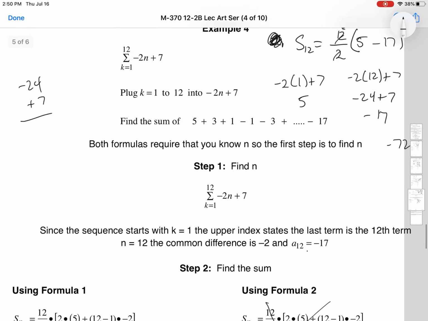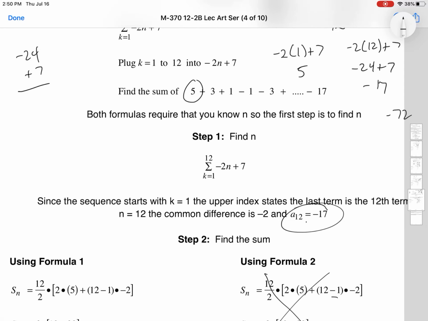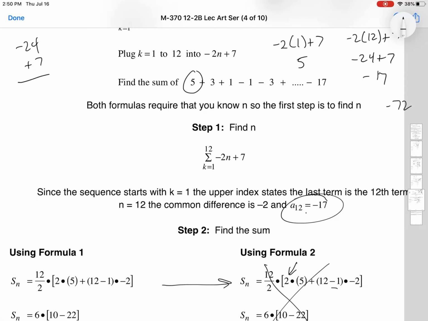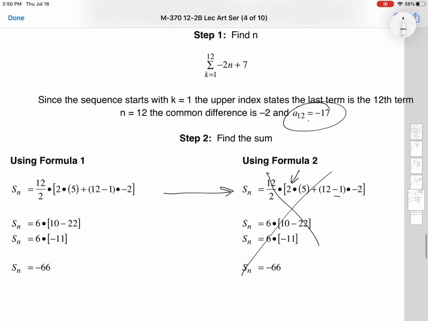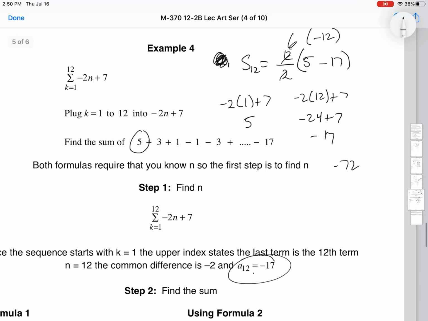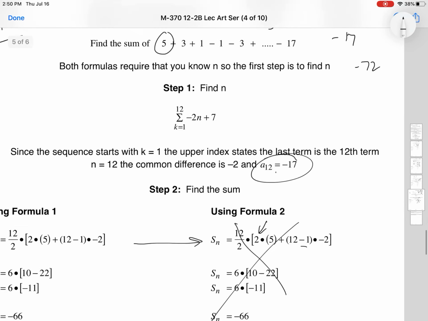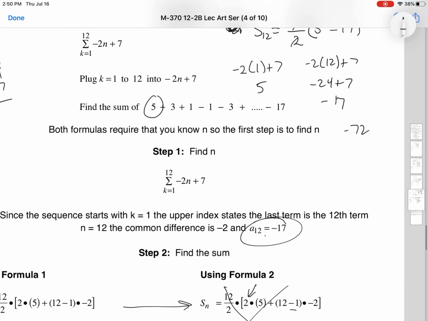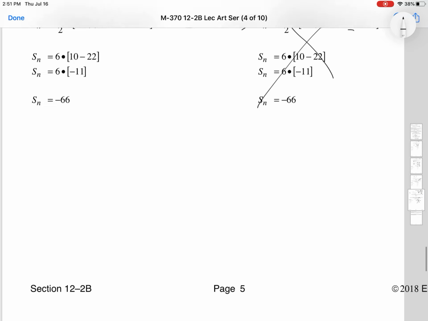But I do agree that the 12th term is negative 17. Does he ever find the first term? Oh yeah, he's saying that it's 5. And so am I. So that's where the 5's coming from. But I don't know where this 2's coming from. That seems a little bit odd. It's like he merged those two formulas here. And they're just not the same. So I believe the answer is negative 72 coming out of that. Okay. So small mistake there.